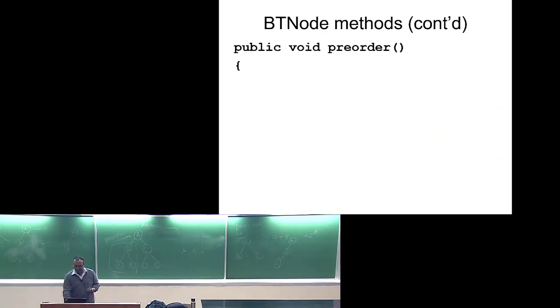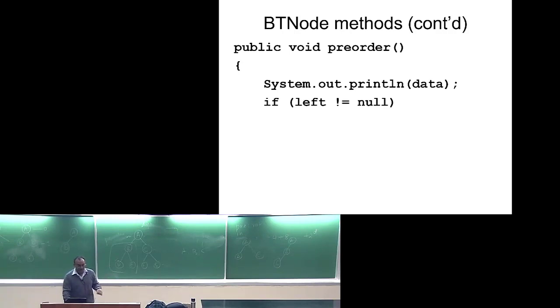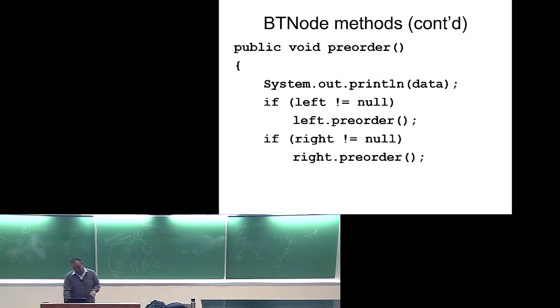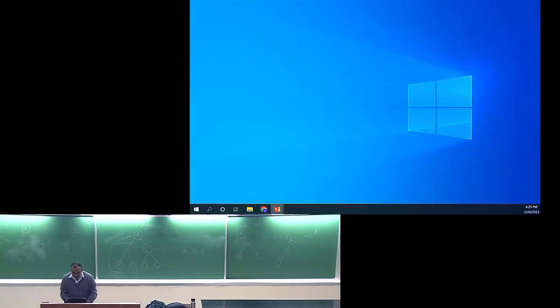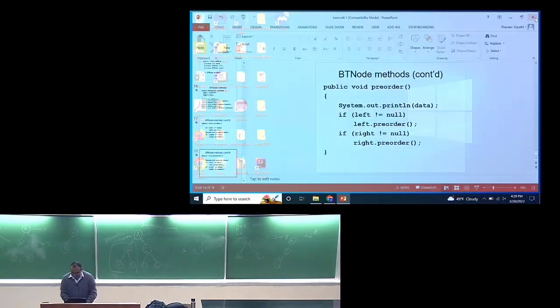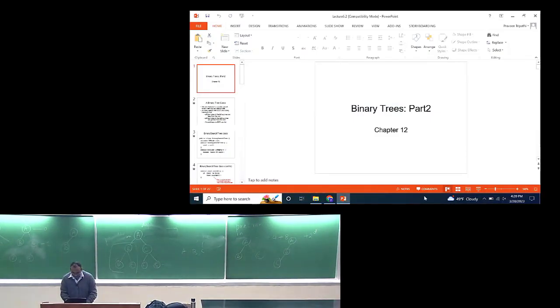Pre-order is here, system.out.println data, as you said, and if left is not equal to null, then left dot pre-order. If right is not equal to null, right dot pre-order. We don't have post order in the lecture slide, probably for the reason that you can work it out. Okay, questions? I have few minutes left. So I'll take you to the next lecture slides, and here we go.